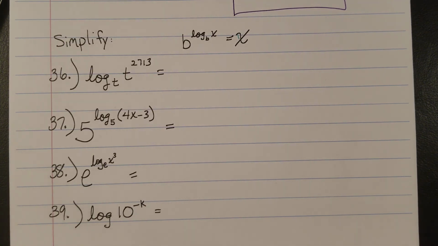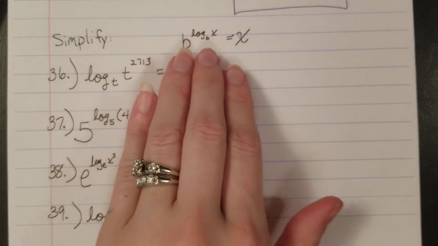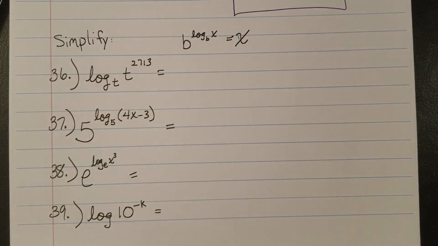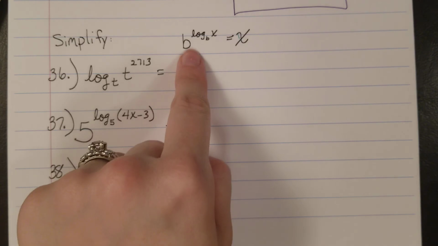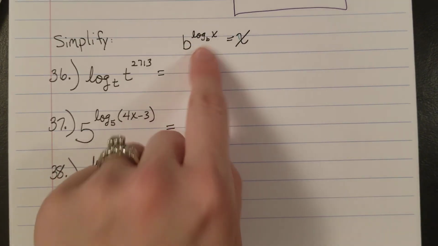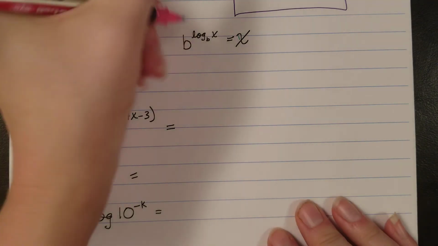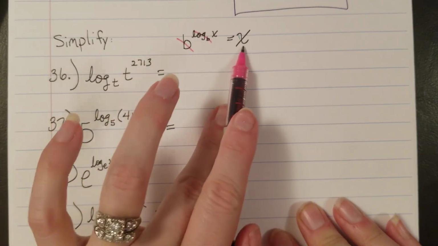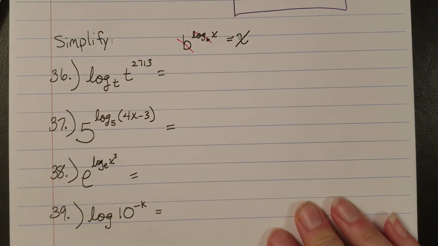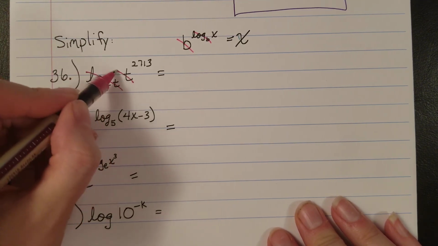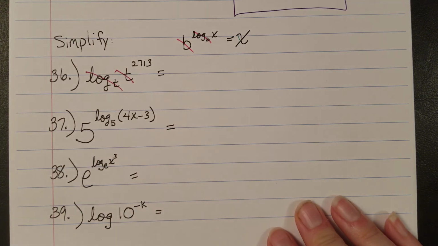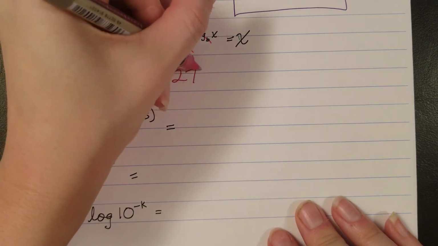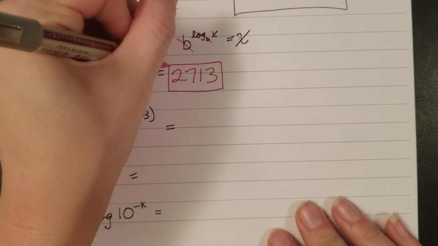Okay, this is pretty easy. Right here, logs and exponentials are inverse functions of each other. So if you have b raised to the power of log base b of x, that's going to cancel, and you're left with x, which is the argument. So log base t of t cancels out, and then that exponent is our final answer for that, 2713.